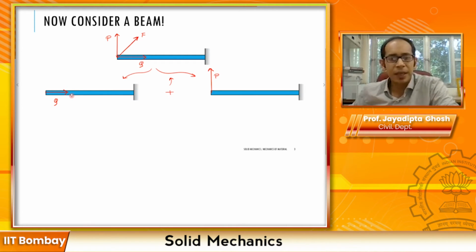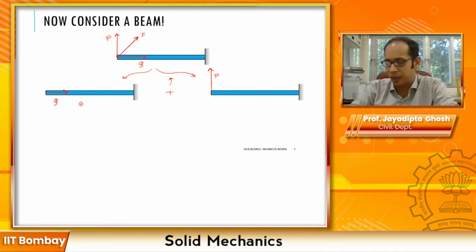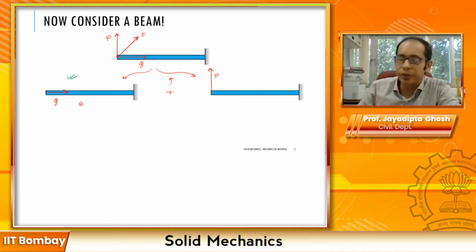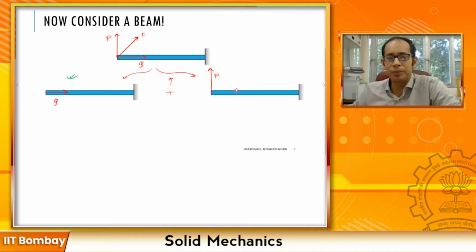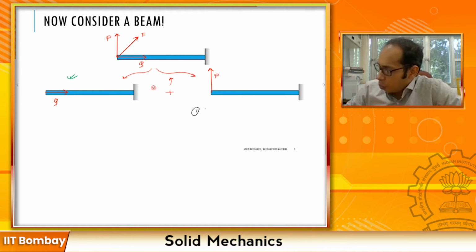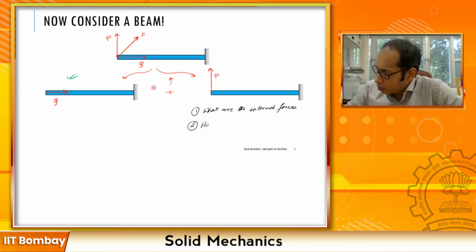Now, this is the case which we have already seen. We have seen that when you have a bar and you're pushing with a force P, how the internal forces and how the internal stresses vary. So this is something which we have already done. Now the question is that for the right hand side beam, for this particular beam that you see over here, there are two questions. The first question is, what are the internal forces? And the second question is, how do they vary?